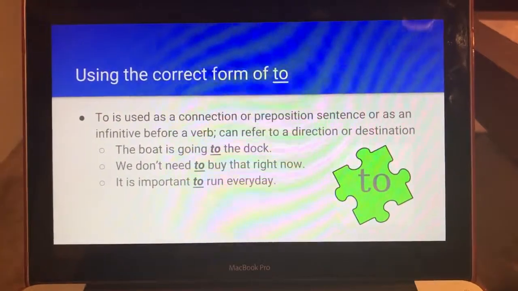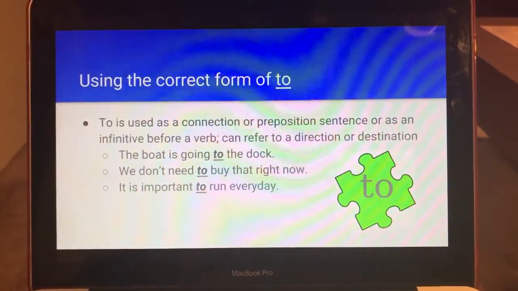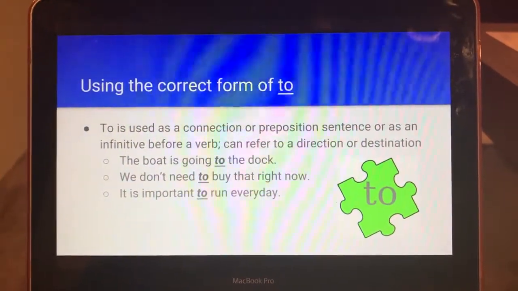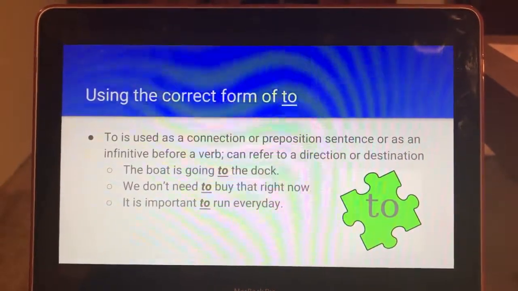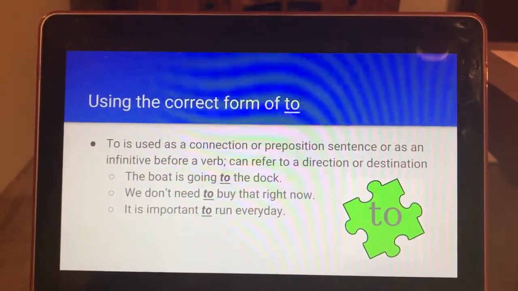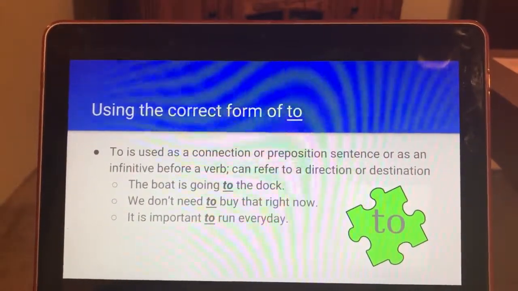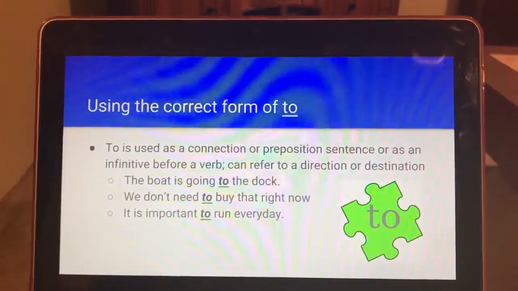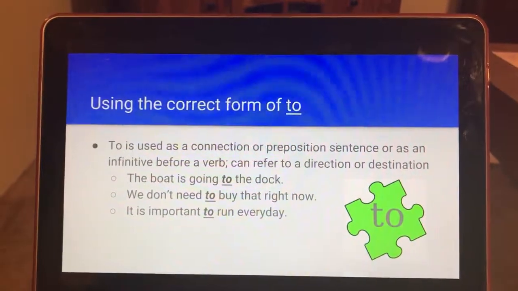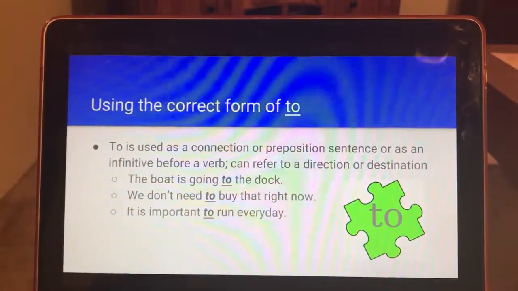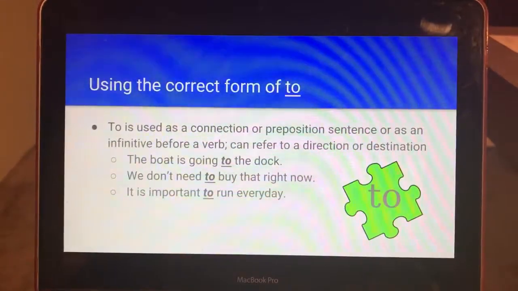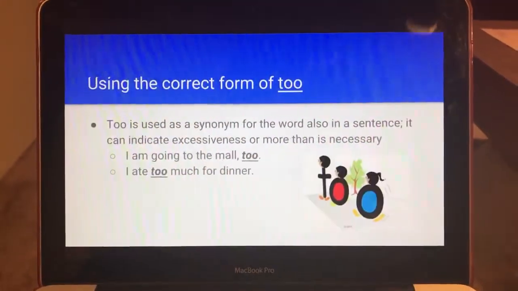For example, in the first sentence, the boat is going to the dock. That is referring to a destination that the boat is taking. The second example, we don't need to buy that right now. Referring to, we don't need it now, so we're not going to buy it. To is acting as an infinitive. And last but not least, it is important to run every day. That third sentence is very similar to the to in the second sentence in the sense that it is acting as an infinitive, not referring to a direction or a destination.